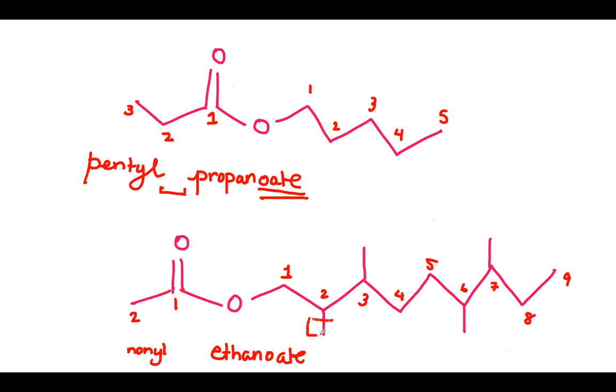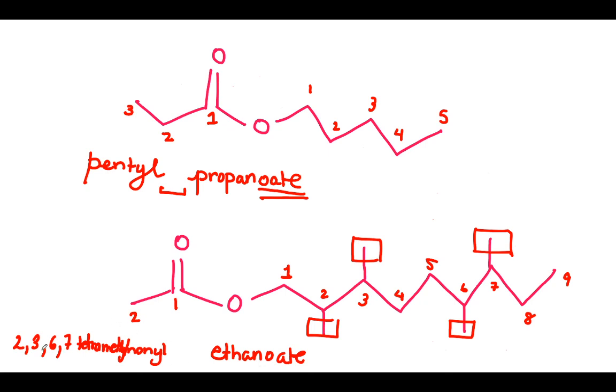And let's take a look at what our side groups are. They're all methyl groups, right? So I have 2, 3, 6, 7 tetramethyl. So 2, 3, 6, 7 tetramethyl nonyl, and ethanoate. So 2, 3, 6, 7 tetramethyl nonyl ethanoate.